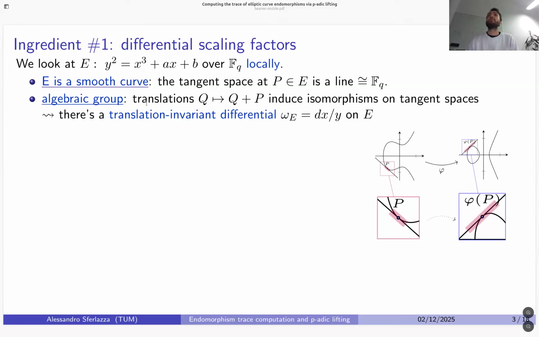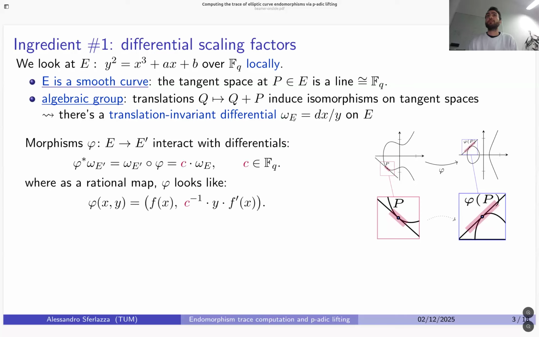But not only translations interact with these differentials. Actually, every isogeny interacts with tangent spaces, in the sense that this line around P can be stretched or shrunk via the action of an isogeny through a scaling factor that acts on these differentials. And that is actually quite explicit once we look at the rational functions that define the isogeny itself.